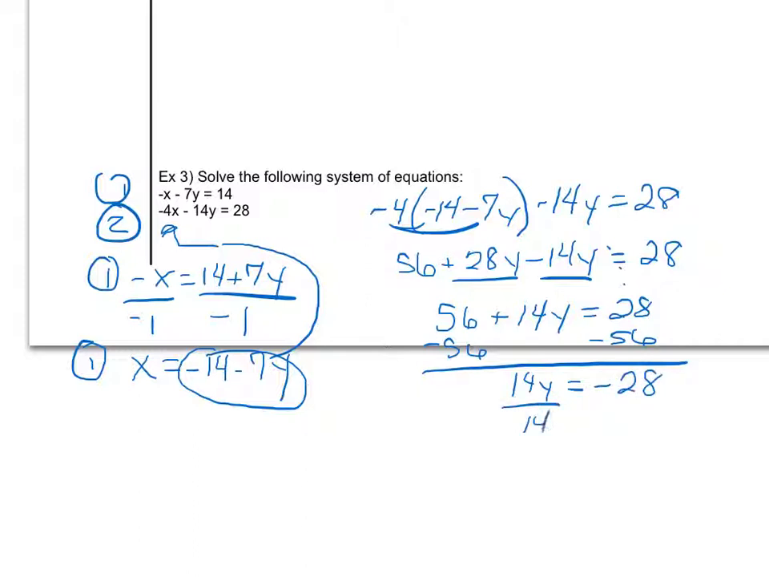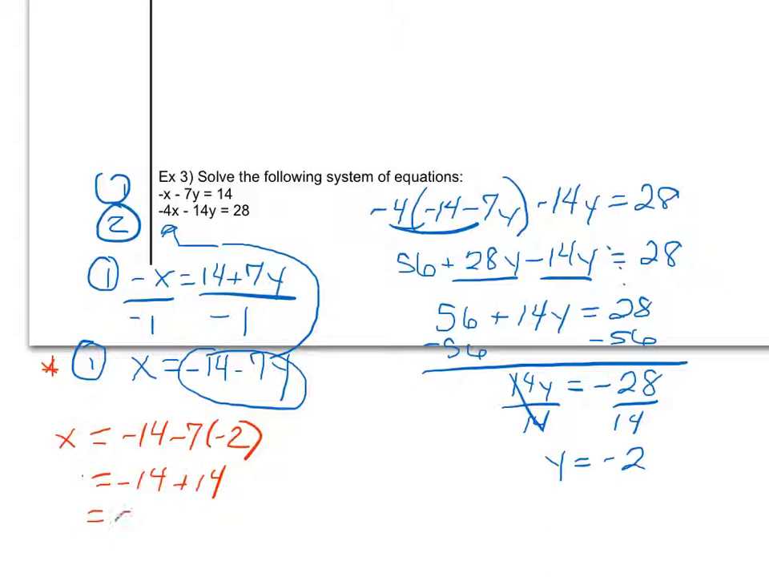Divide by 14, and I get y equals -2. Now that I know what y is, I have to go back and solve for x. Notice I have equation 1 or equation 2 to choose, and I can choose any form of equation 1. I'm going to choose this form since the x is already all by itself. And I get x equals -14 minus 7 times -2, which gives me -14 plus 14, which gives me 0.